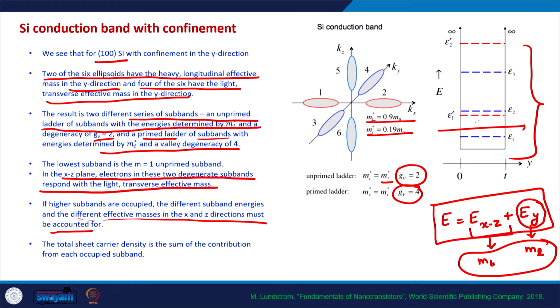So like this, in the lowest subband the longitudinal effective mass will be the effective mass in y direction, and the effective mass in x and z direction will be the transverse effective mass. Like this we need to consider the masses in all the subbands. Okay. So that is how we can account for the quantum confinement in MOSFETs, both in inversion layer and in ETSY structures as well.